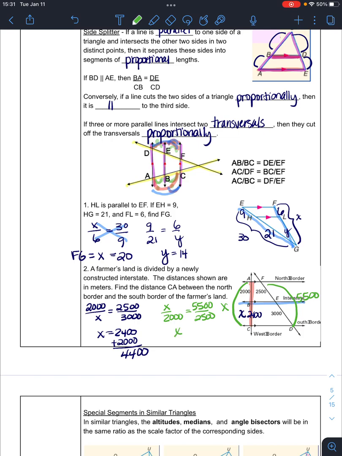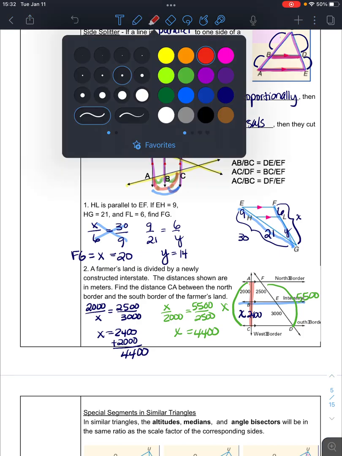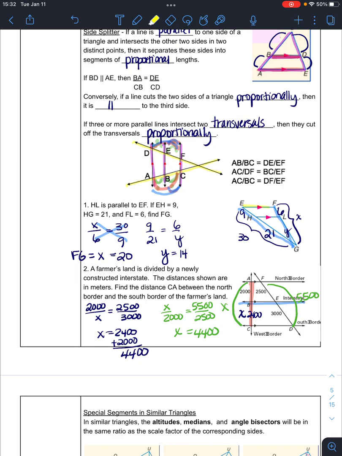The difference then is in this case, x would have gotten 4,400 from the get-go because x would have represented the entire distance that you wanted in the first place. So you have choices for how to do this. And you can use the pieces parts of the sides that are split.